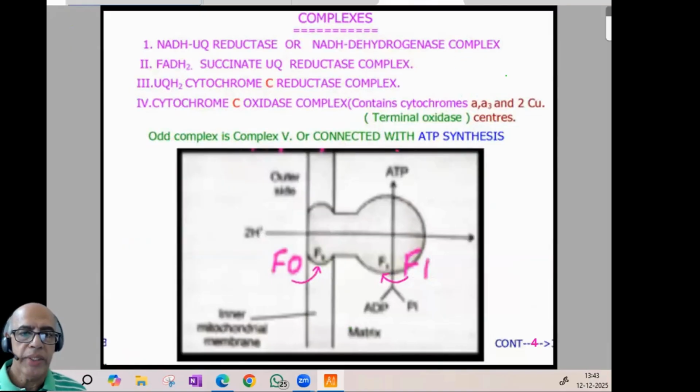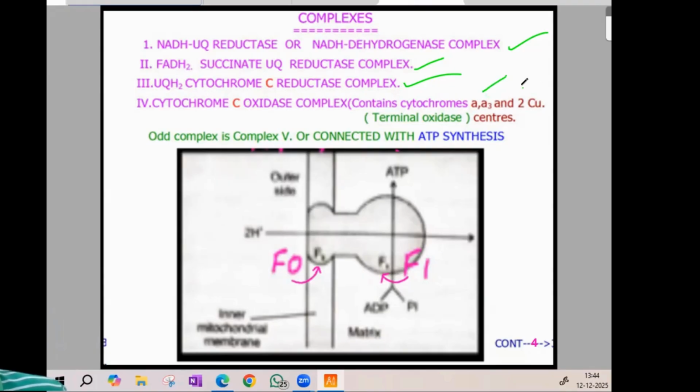Now these are the complexes, and that itself is a question. Complex 1: NADH ubiquinone reductase or NADH dehydrogenase complex. Complex 2: FADH2 succinate ubiquinone reductase complex, connected with the Krebs cycle like an odd one. Complex 3: ubiquinol cytochrome C reductase complex. And 4th is cytochrome C oxidase complex, which contains cytochrome aa3 and 2 copper centers, otherwise called terminal oxidase. The odd complex is complex 5 because it is connected with ATP synthesis. This is a famous NCERT diagram, and it is a labeling question.